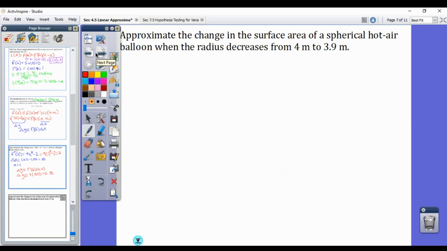Approximate the change in the surface area of a spherical hot air balloon when the radius decreases from 4 to 3.9. Okay, so the formula for surface area of a sphere is 4 pi r squared. I'm going to take the derivative of that. So the derivative of my area is going to equal 8 pi r.